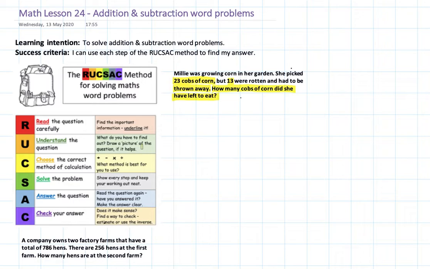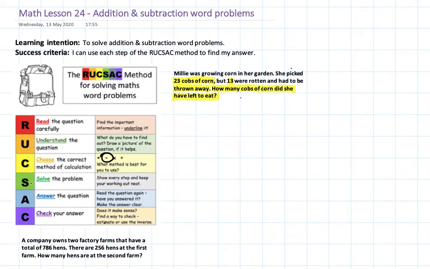Draw a picture of the question if it helps. Okay, so we've actually already understood the question, haven't we? We figured out that there are 23 cobs of corn, but 13 of them were rotten, they were stinking, and had to be removed, thrown away. We're getting rid of it. So that's a subtraction method. Okay, so we've understood it. Oh, we've accidentally gone to the next one, and we've chosen the correct method of calculation, which was we subtract.